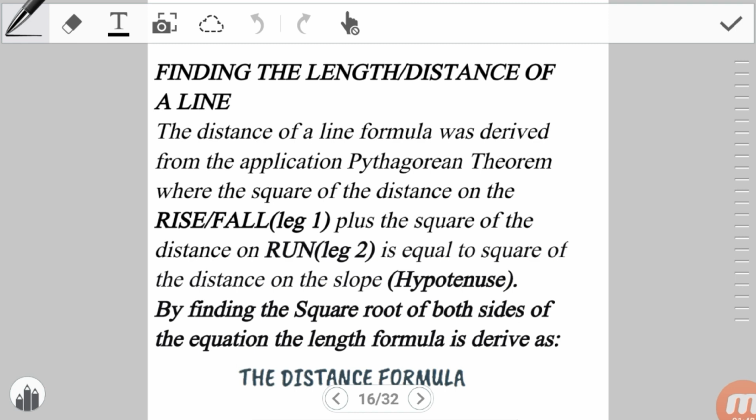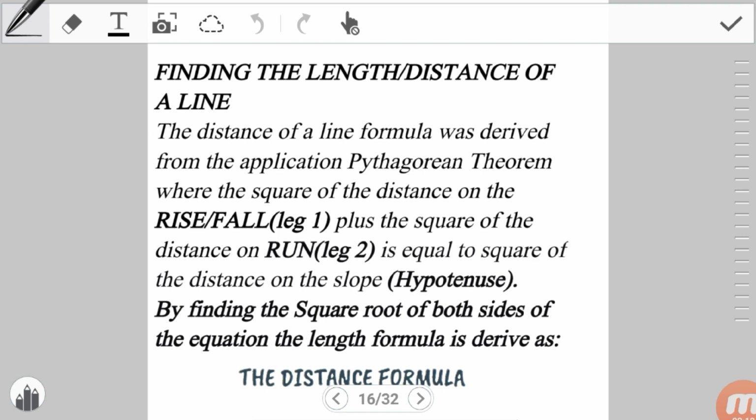So we're going to pick up on where we left off, and as promised, we were going to move on to finding the length of a line. That's what we're going to be looking at. As you can see here on screen, the distance or length of a line formula was derived from the application of the Pythagorean theorem.